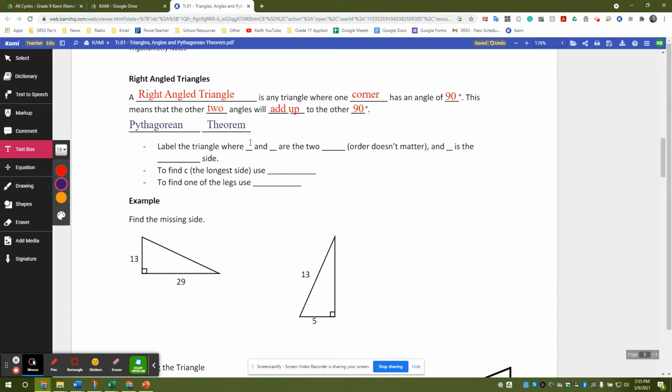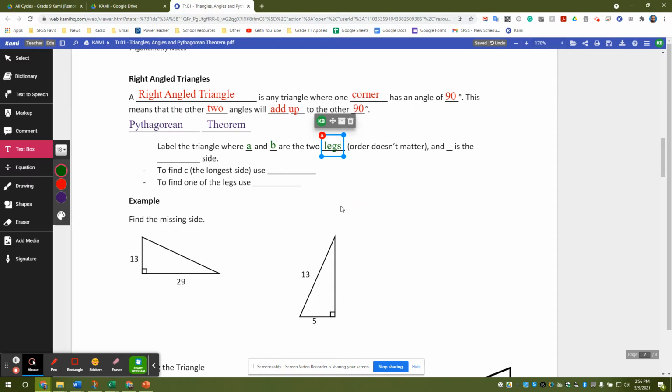The first thing we're going to do when we talk about Pythagorean theorem is label the triangle with A and B. Now again, this is going to be slightly different than what we've done in the past. A and B are the two legs of the triangle. When we talk about legs, we're talking about the two pieces that are attached to the right angle. So in this triangle, the right angle is this little square in the corner. That means that our two sides, 13 and 29, are going to be our A and B.